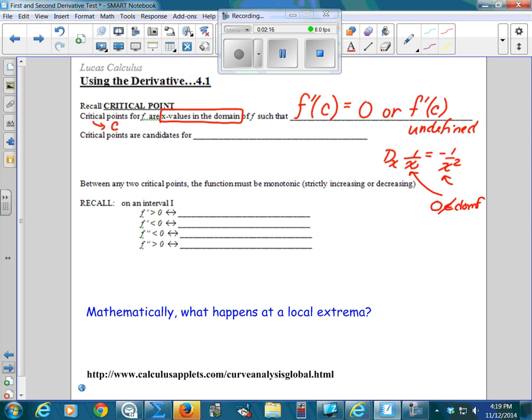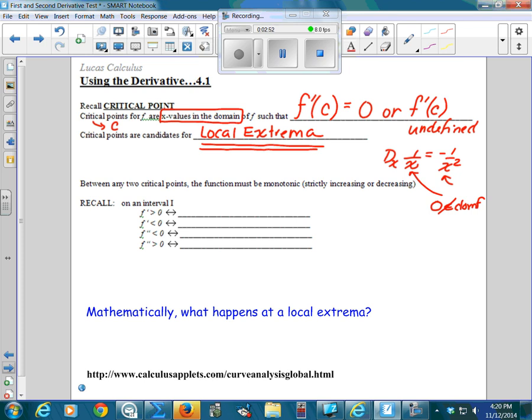These are really important points. They are critical to the function because they are candidates for local extrema. So that's why we're very, very interested in them. That's our first step in finding and identifying local extrema. The second step would be the first and second derivative test, which we'll get to the first derivative test today.